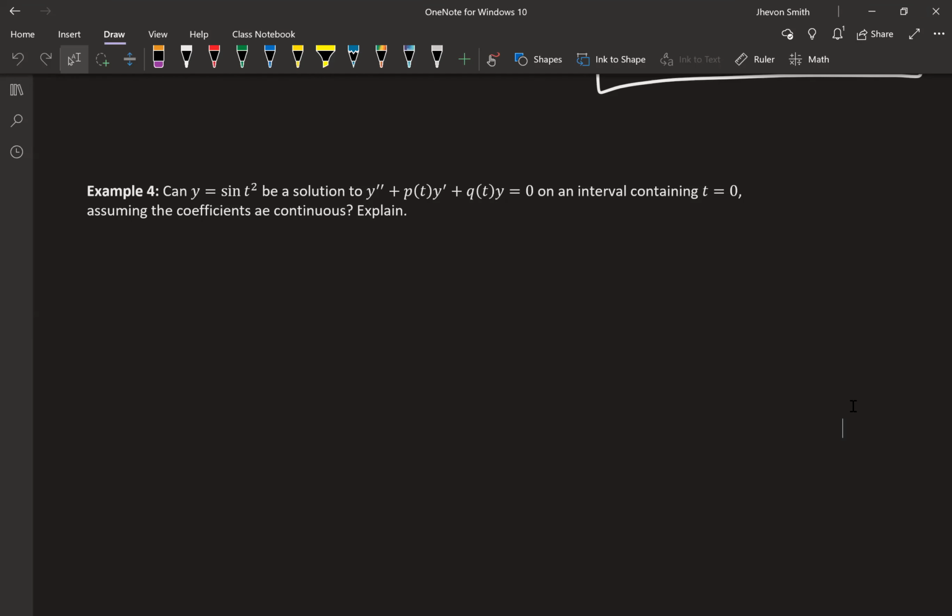So someone guesses, maybe y equals sine t squared is a solution to this thing. Maybe we can build off that. Is that guess even possible, is what this question is asking. Could sine of t squared be a solution? Why or why not? And let's pretend that the p and the q are continuous functions. Why could it not be?